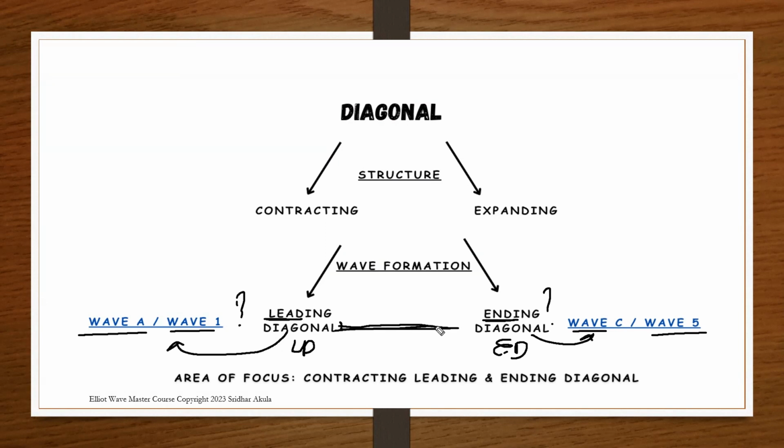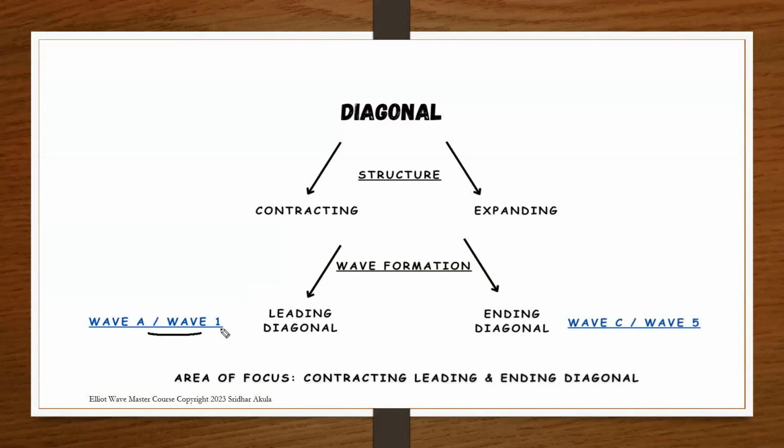The structure of the diagonal itself is the same. The structural basis we are following is the contracting diagonal, and in that there are two forms, leading and ending. The diagonal itself is the same structure; there's no difference. Where they form only gives you the name. If it forms in wave A or wave 1, it is called a leading diagonal, LD. If it forms in wave C or wave 5, it is called an ending diagonal, ED. I hope this is clear, and let's quickly look at how they look in the market now.